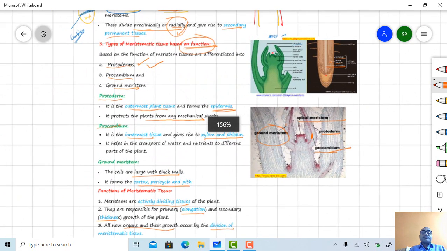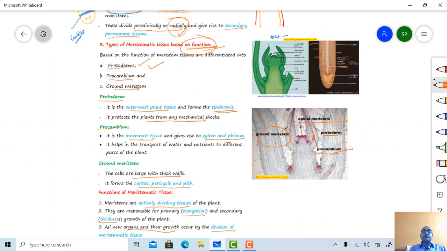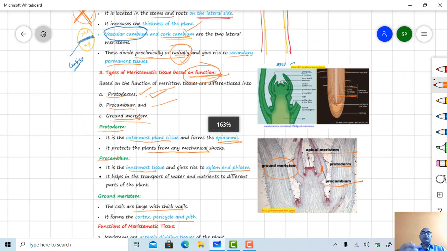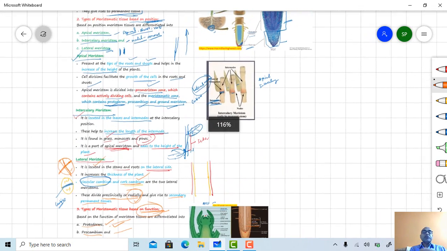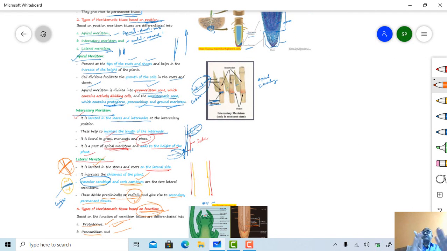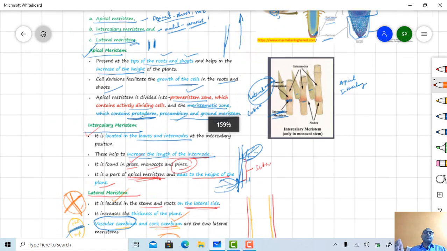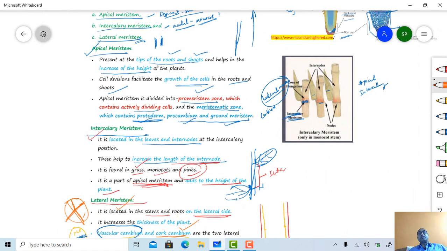Just see, types of meristematic tissue based on function: protoderm, which forms the epidermis; procambium, which forms the vascular tissue system; and ground meristem, which gives rise to the pericycle, then the cortex region and pith region. Then based on position, there are three types: apical meristem, present at the apical region; intercalary meristem, which generally brings about elongation of the internode and is present in monocots; while lateral meristems are generally present at the peripheral region. Vascular cambium and cork cambium are examples of lateral meristem.